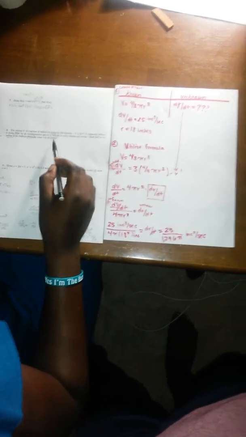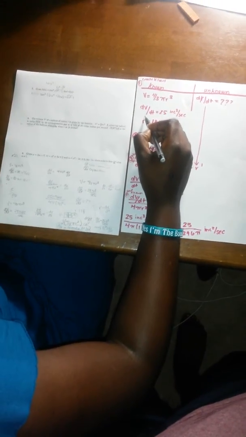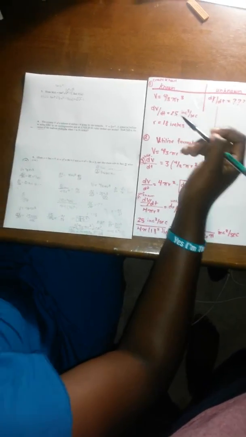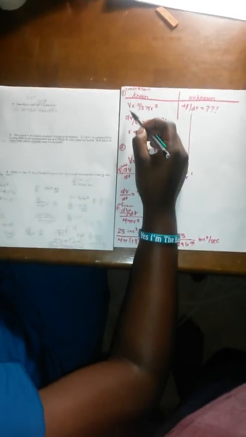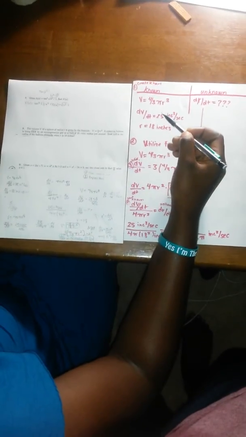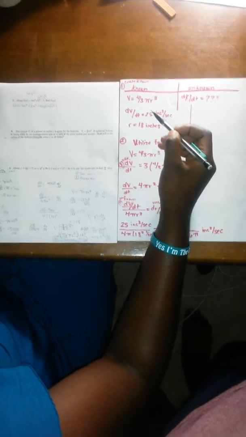Since the volume is changing over a certain time, we denote this change as dV over dt because the volume is changing over time, aka seconds. It's important to know which is the volume, which is V, and which is the rate at which the volume is changing, which is dV over dt.